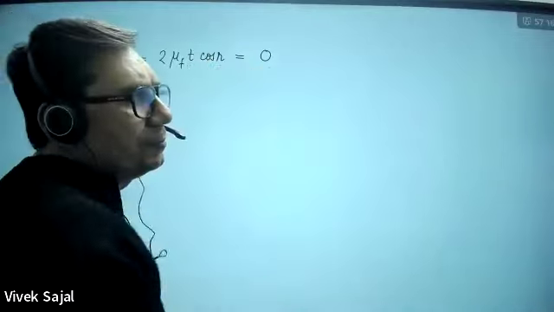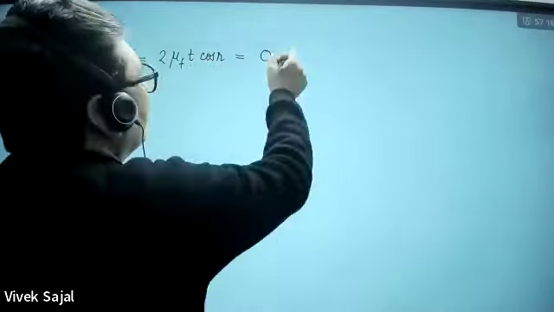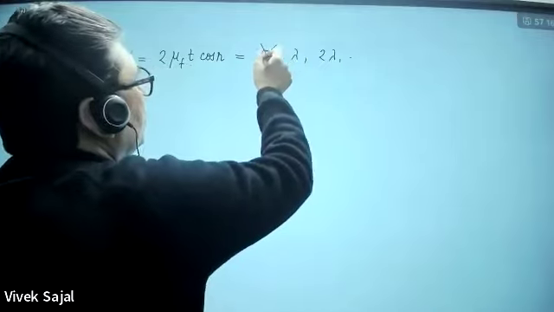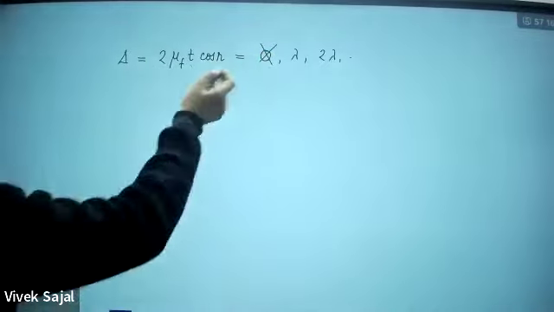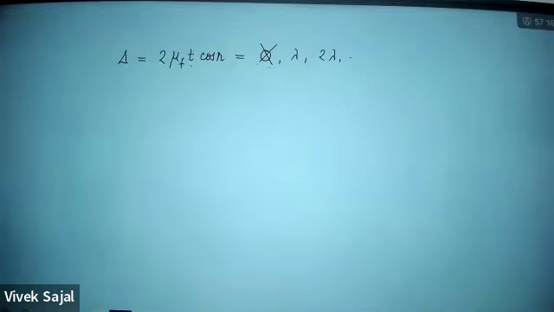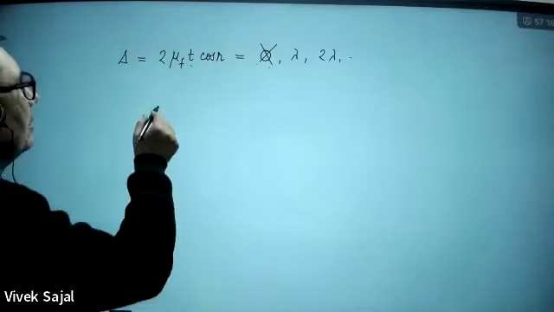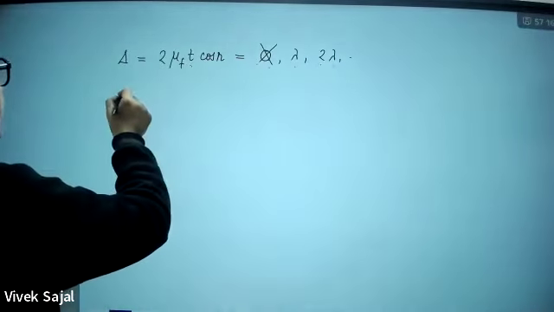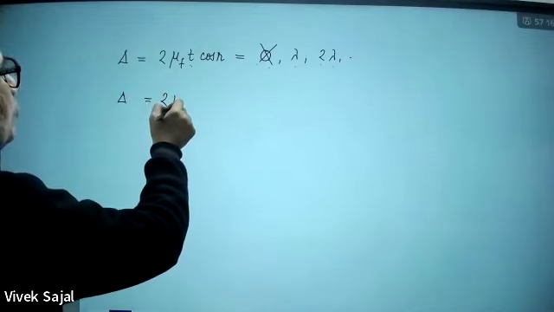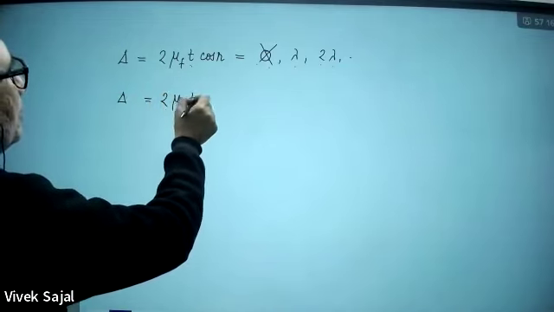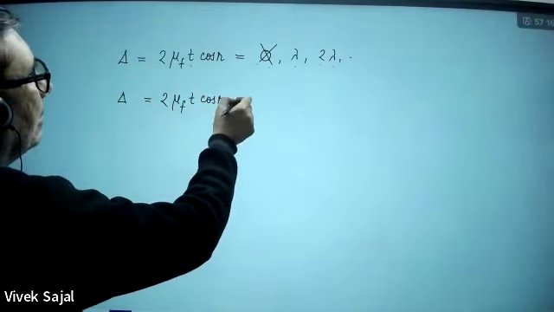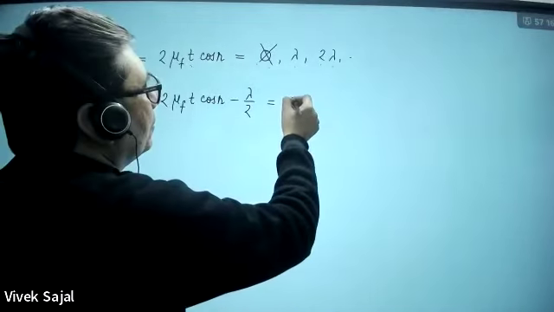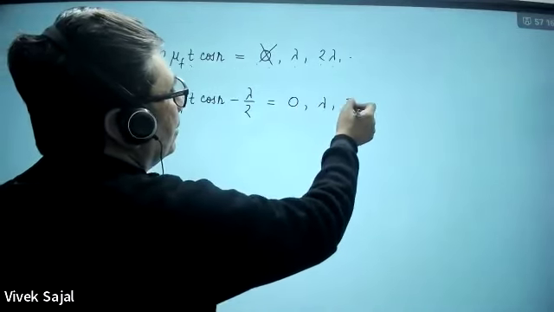because if you are choosing 0, then t will be 0 and there is no problem left. So lambda, 2 lambda. You cannot choose 0 here because otherwise t is going to be 0. Thickness will be 0. So here it will be lambda, 2 lambda, 3 lambda like this. But if your path difference is 2 mu t cos r minus lambda by 2, suppose you are having this, in that case, you can have 0, lambda, 2 lambda like this.